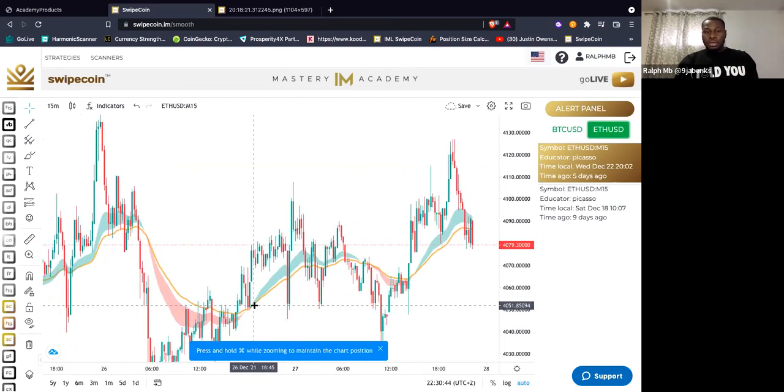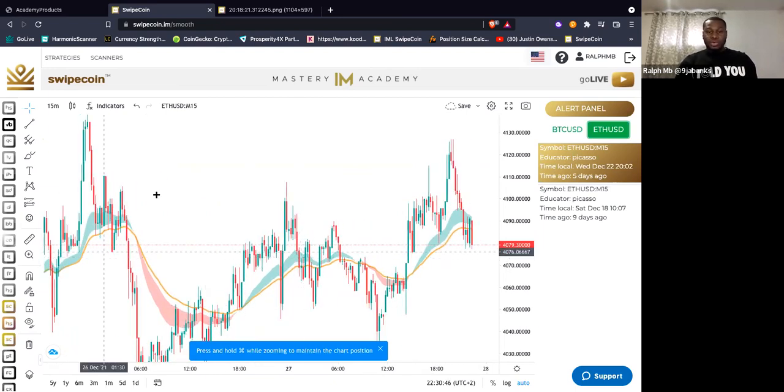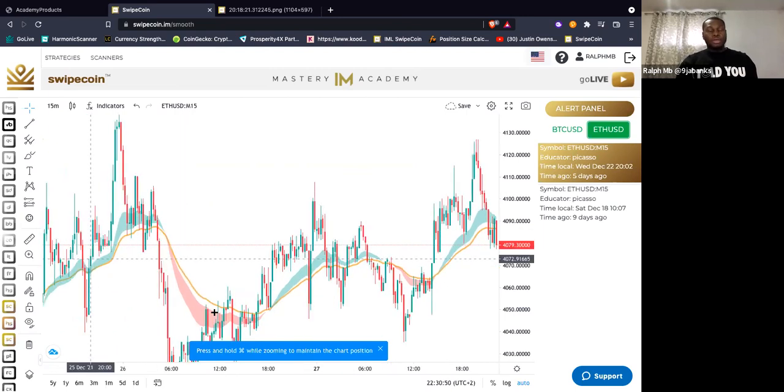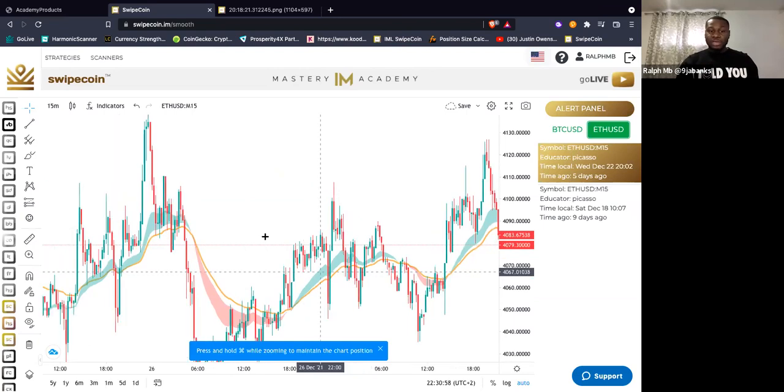Now, you want to really understand how this works, right? How do you know what these clouds mean? Go on Picasso's session and live with him. You're going to be able to grasp exactly what these are. But I'm going to explain it really quickly.